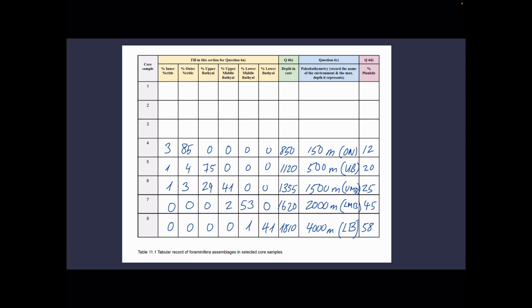So if you count 12 in the sample, you're going to put a 12 down. So that's 12% planktic, okay? So in this case, the deepest forams were these 85% outer neritic. So you're going to put in the blue column, question 6C, it says paleobathymetry. You're going to write 150 meters, which is what the outer neritic corresponds to.